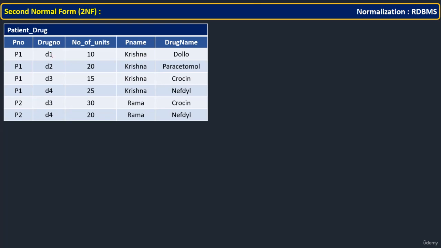And drug also: drug D1 is Dolo, drug D2 is paracetamol, D3 is crocin, D4 is Niftel. And D3 is repeated again, that is crocin. However many times D3 appears, that many times crocin is repeated here. So that is redundant data. Ultimately, you have to reduce that. So what is the primary key here? Let us take the set of FDs also. These are the set of FDs we have.